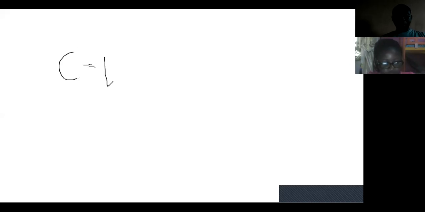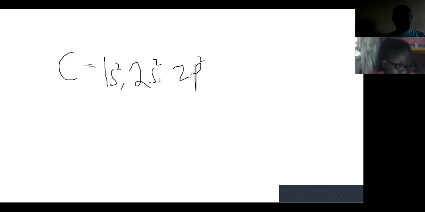Now, since we know that, we should be able to write the configuration of carbon, which is 1s2, 2s2, and 2p what? 2p4, right? Is it 2p4? It's 2p2, correct.